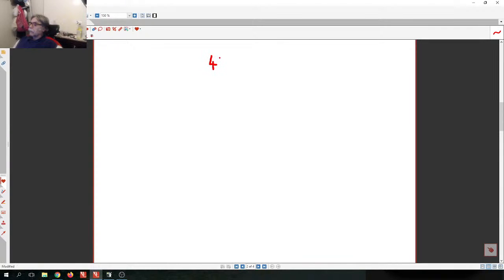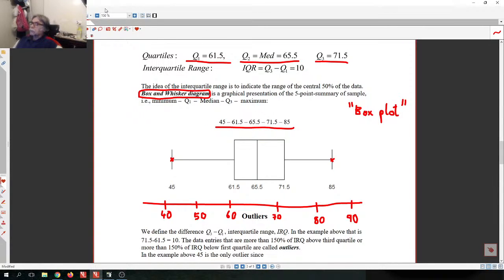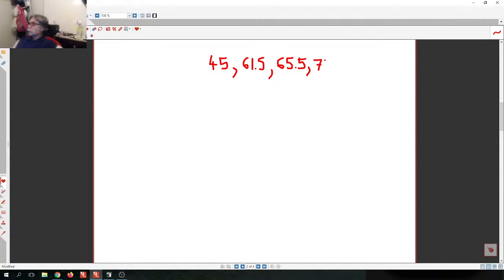If I do that by hand, this is how I do it. I have a 45. Okay, I have a 61.5. I have a 65.5. I'm simply repeating from memory the 5-point summary. I have 71.5, and now I lost it. Yeah, I remember well, okay. 71.5, and I have 85.